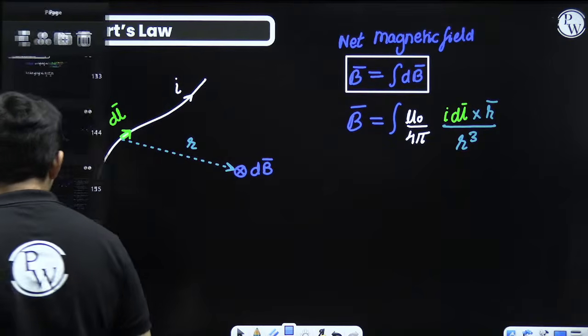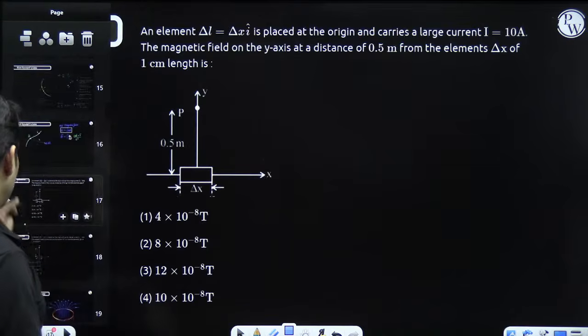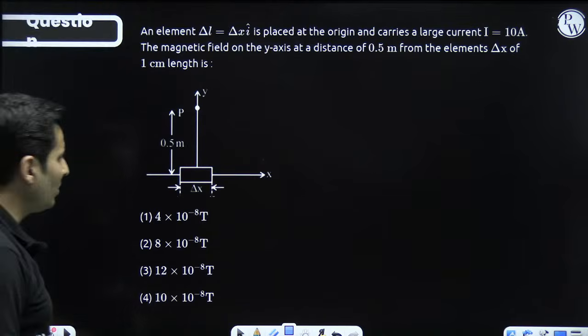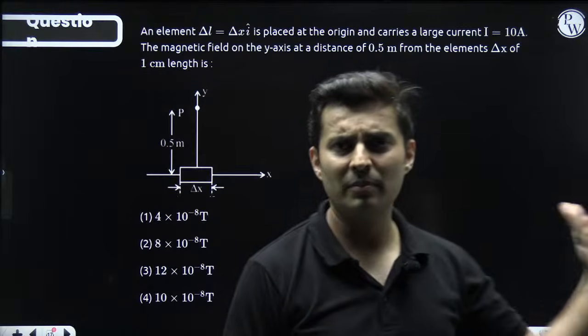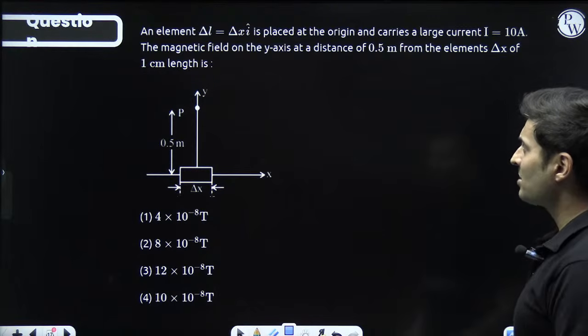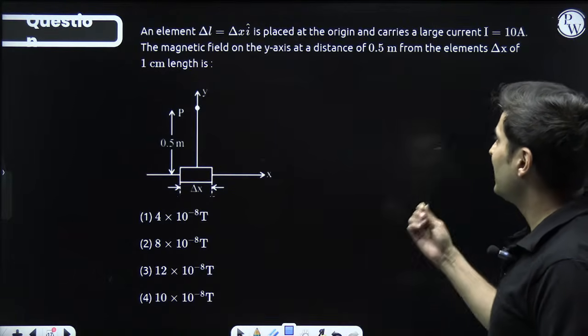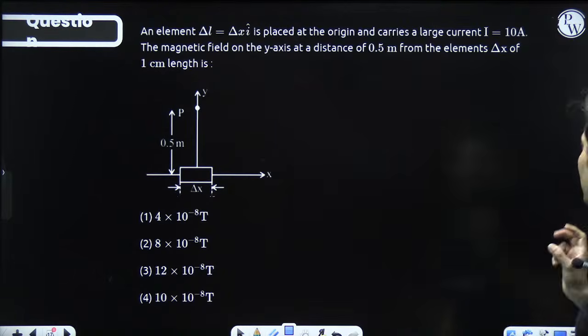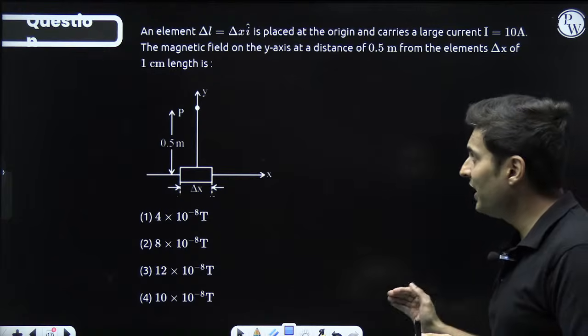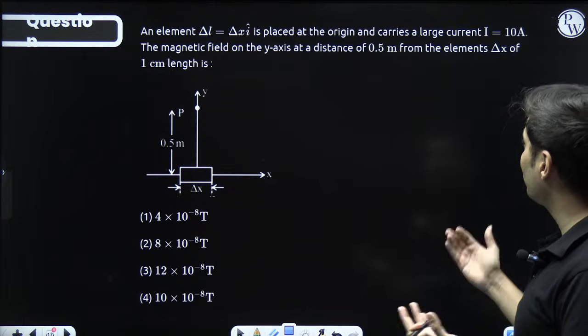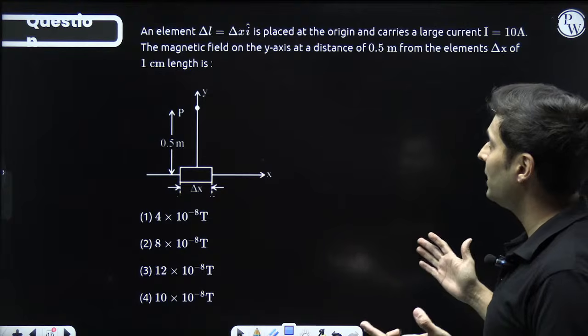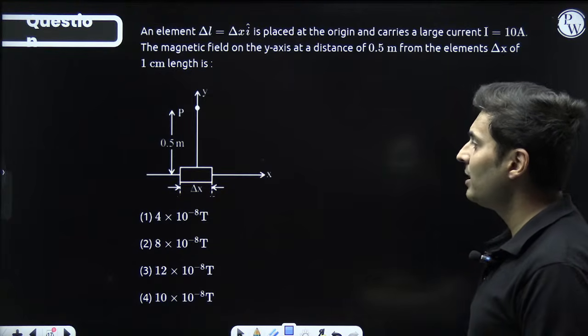Yes. So, let's do a question based on this, which was asked, I think, in 2024 or 2023. This is a previous year question. There is a small element whose length is delta x i cap, placed at the origin, and it carries a current of 10 amperes. The field on the y-axis at 0.5 meters from the element delta x, whose length is 1 centimeter, is how much?